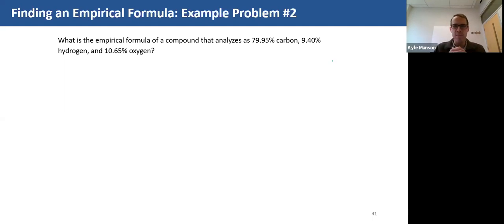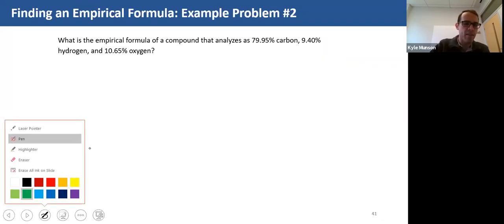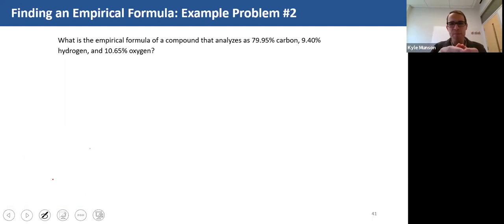You're going to do all of the steps exactly the same. You could just assume that you have 100 grams of this substance, if you will. So you can convert all of these percentages to grams, and then we can just do everything like we did before, the same exact steps. So why don't you do that? Assuming you now have 79.95 grams of carbon, 9.4 grams of hydrogen, and 10.65 grams of oxygen, find the empirical formula of the compound. So pause the video, do that, and then we'll do it together.